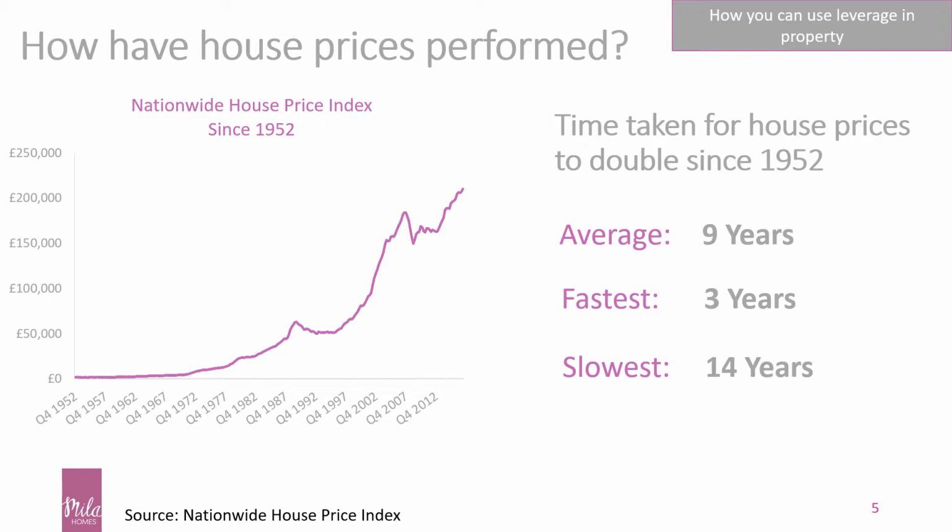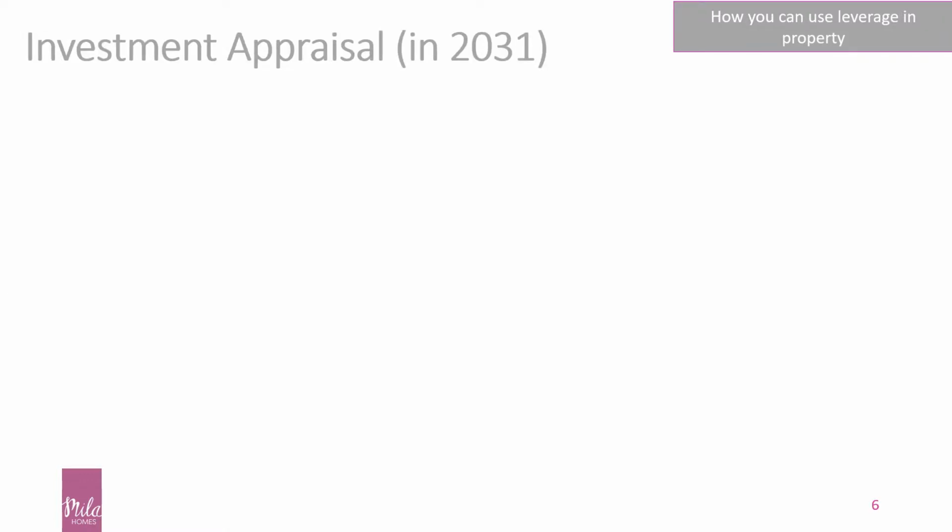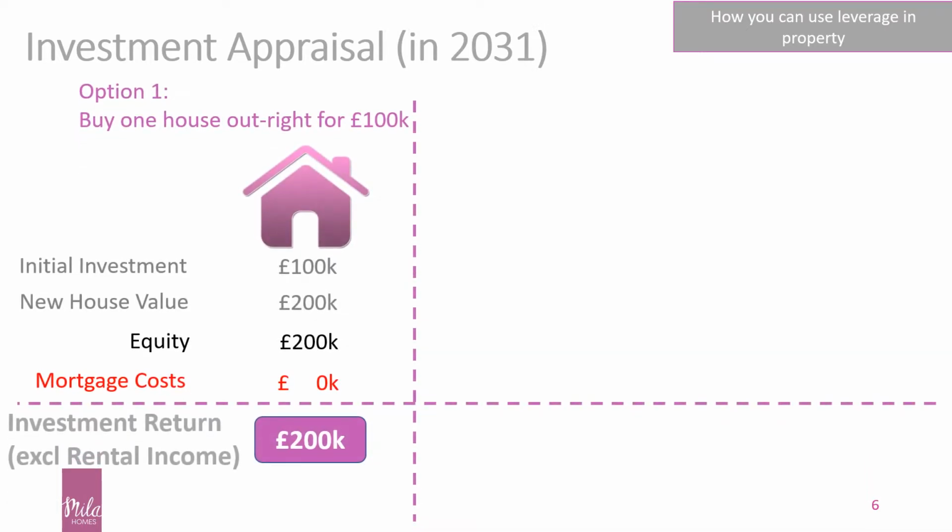So again, like I did in a previous presentation, I'm going to assume the worst case scenario and say that it's the slowest period, so it's going to take 14 years for those £100,000 valued properties to grow to £200,000. So we're going to look at this investment appraisal 14 years on, in 2031.